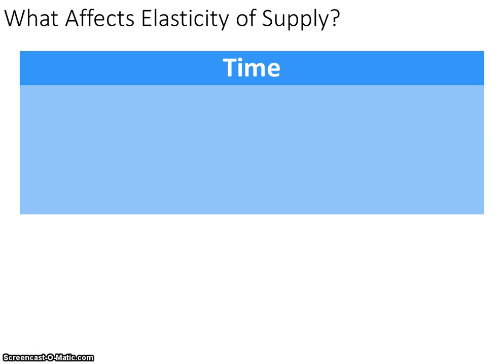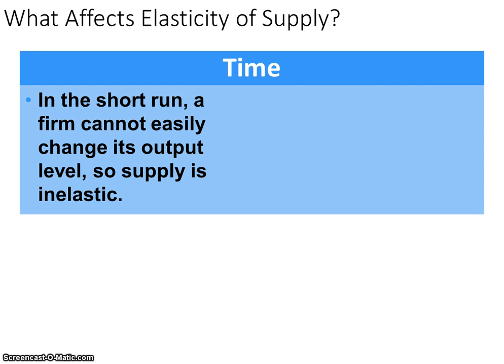The major factor in elasticity of supply is time. In the short run, a firm cannot easily change its output, its production level. So in that sense, supply is inelastic in the short run. If you remember the activity we did on Friday, if people want a good very quickly, it is very hard, and most of the time impossible, for suppliers to magically start to produce more of a good immediately.